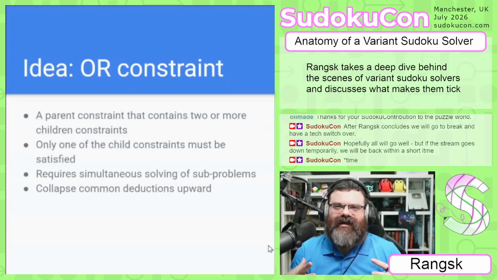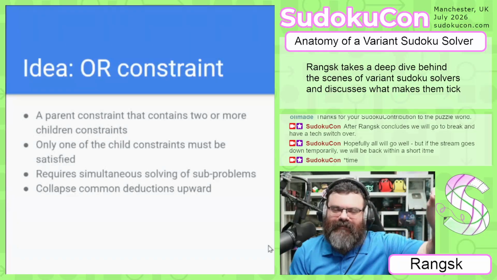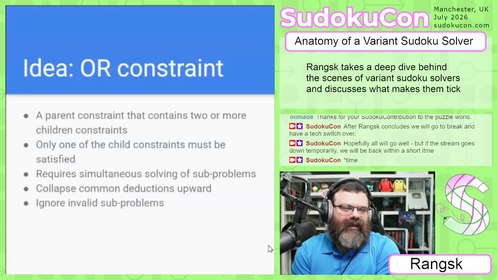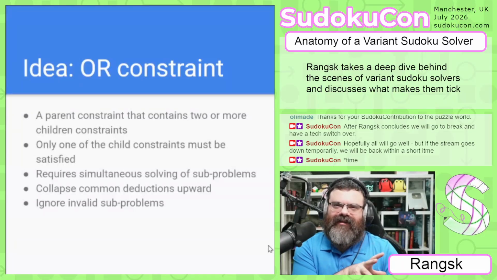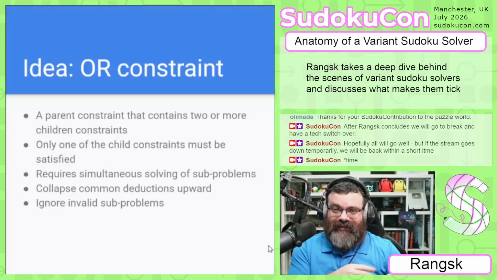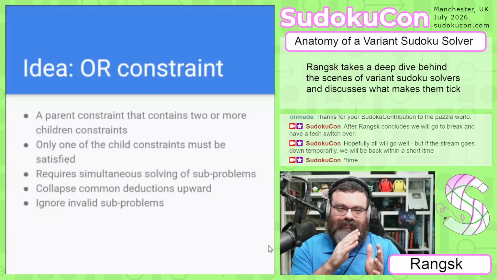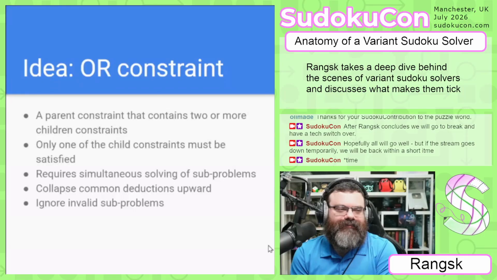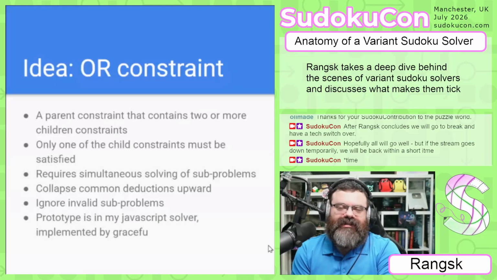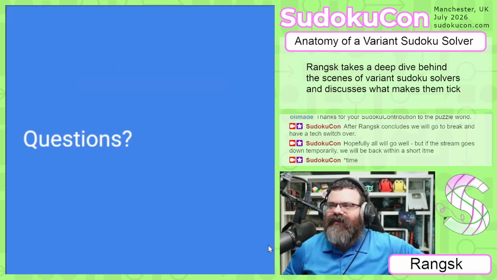And then you collapse deductions upward, where if every single one of these children agree about an elimination, then that elimination can happen to the parent. And then you can optimize by ignoring subproblems that have become invalid. So once a subproblem says, hey, I'm an invalid grid, then you can just eliminate that subproblem because that's never going to be true, and just worry about the subproblems that can still be true. And there is a prototype of this in the JavaScript or TypeScript version of the solver, and it was implemented by Grace Fu.